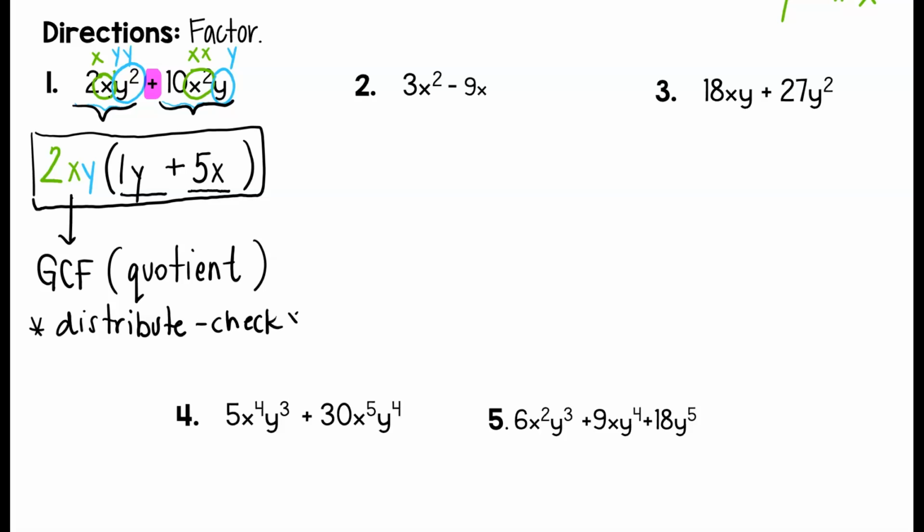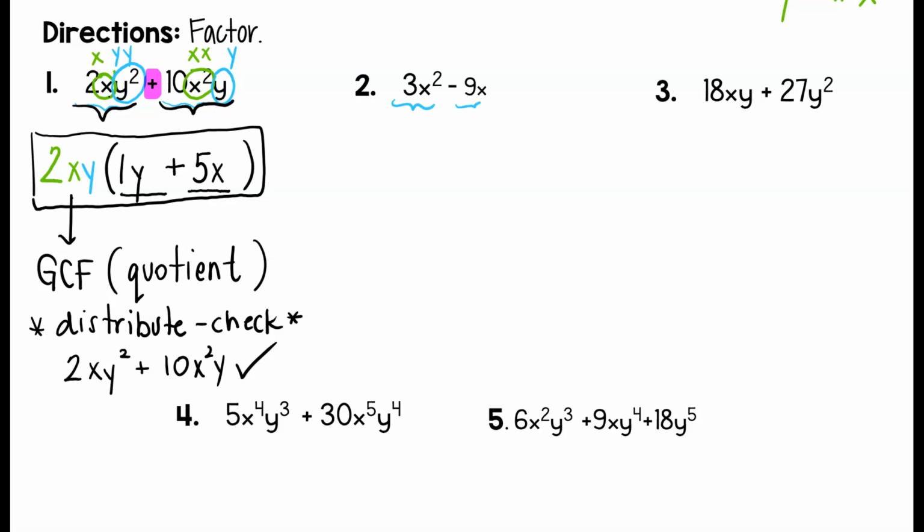So what I mean by that is, if you took 2xy and times it by 1y, you would have 2xy squared, which is the original term of the binomial. And then 2xy times 5x would be 10x squared y, which brings us back to the original polynomial. So here's our next one.